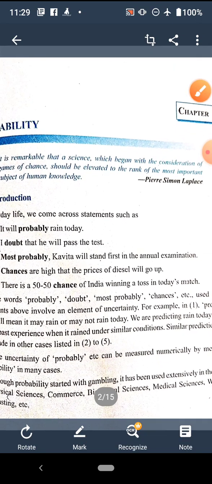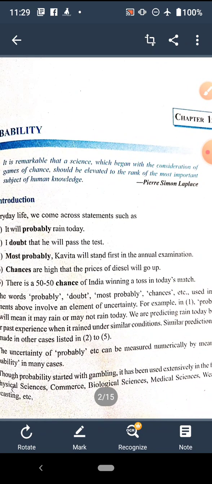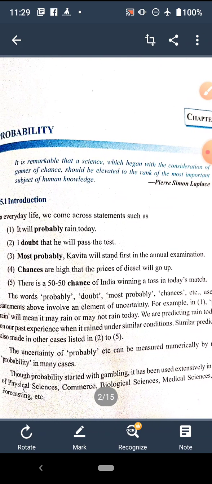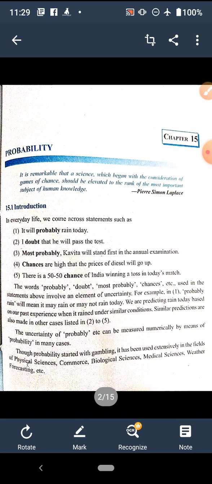There is a remarkable quote in mathematics. "It is remarkable that a science which began with the consideration of the games of chance should be elevated to the rank of the most important subject of human knowledge." Pierre Simon Laplace has said this related to probability. It means that probability is gaining so much importance that it is elevated to the rank of the most important subject of human knowledge. Yes, beta.